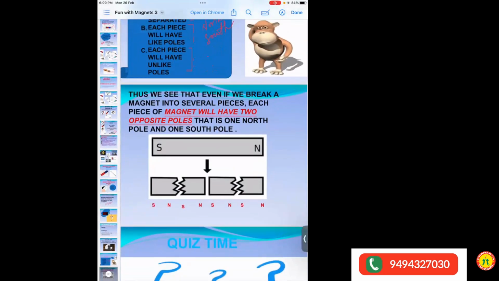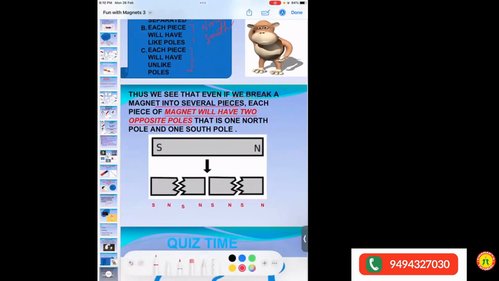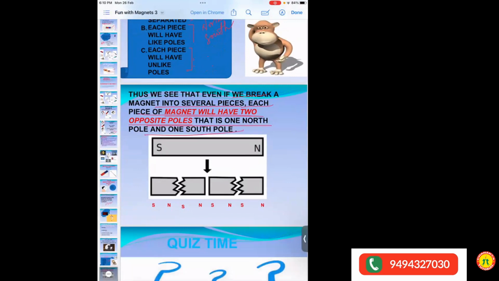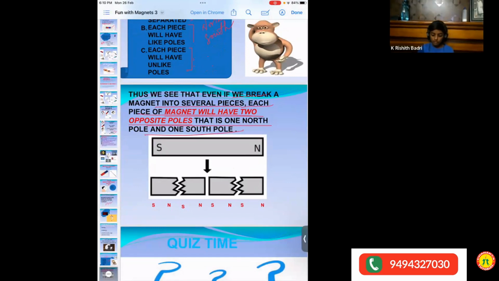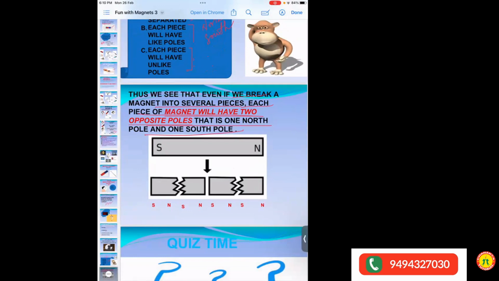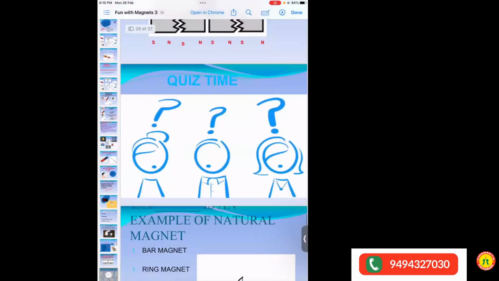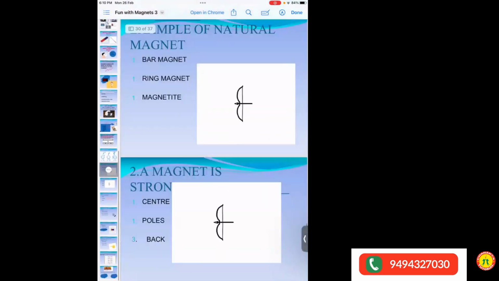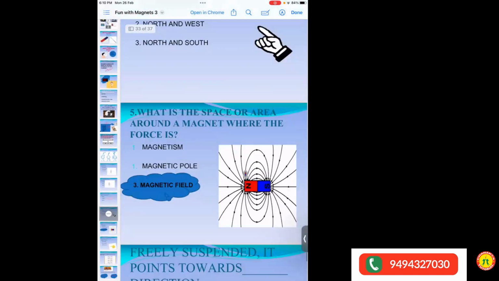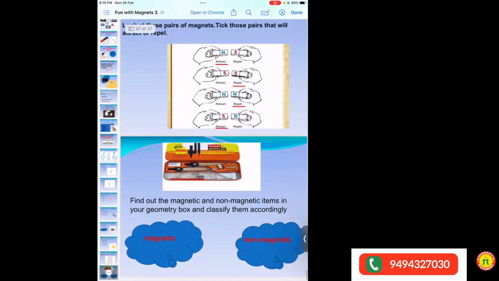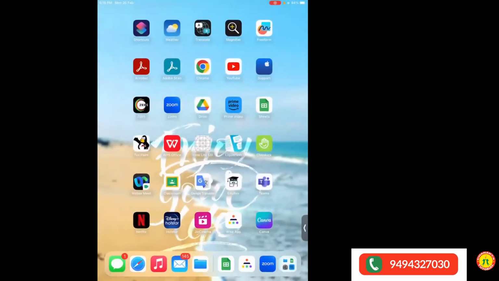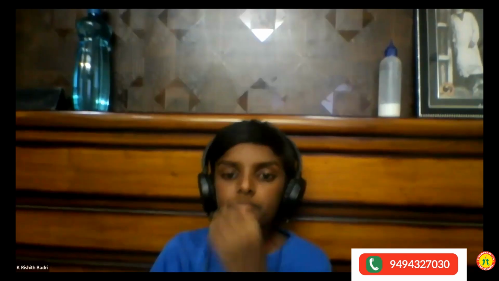Thus, we say that even if we break a magnet into several pieces, each piece of the magnet will have 2 opposite poles, that is, one north and one south pole. Clear? Yes, ma'am. Adrit, Anoop, Soumya? Yes. Okay. So that is what the magnet is about. If you have any doubt, you can ask and clarify your doubts.